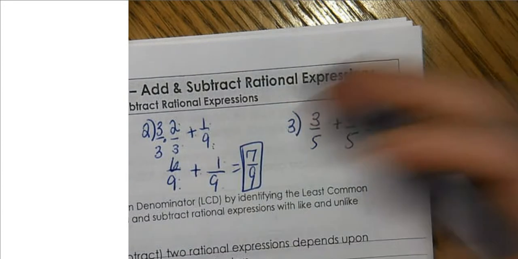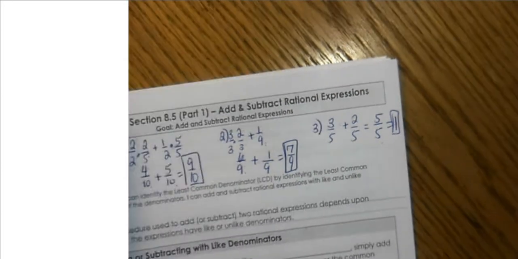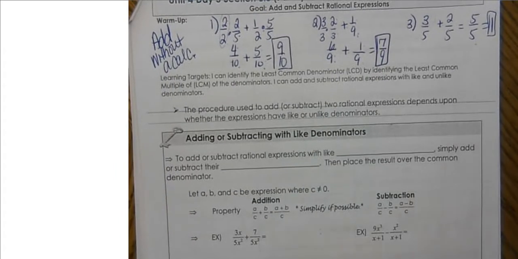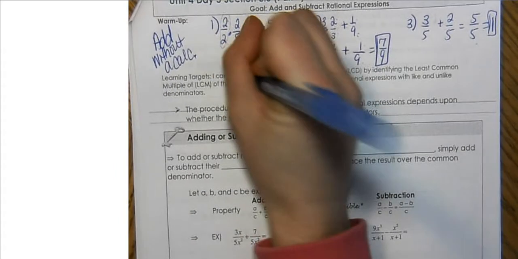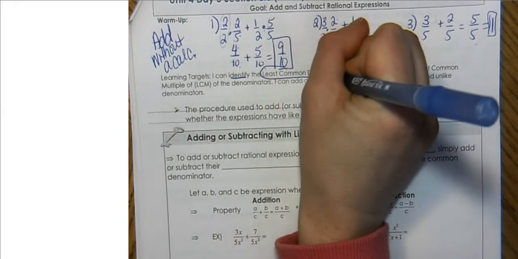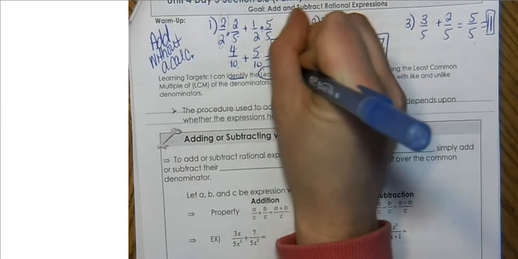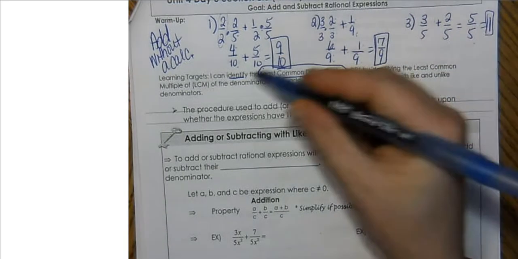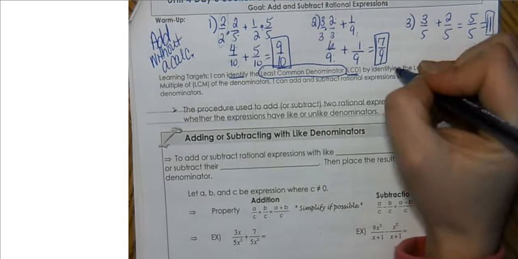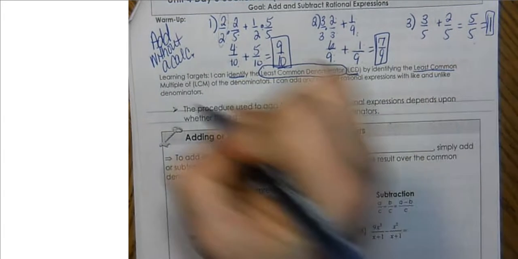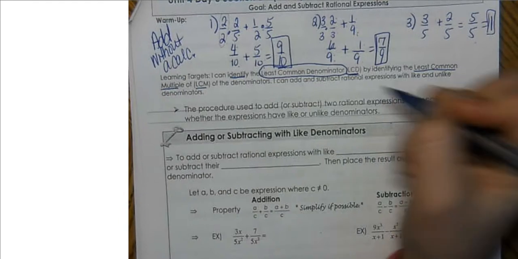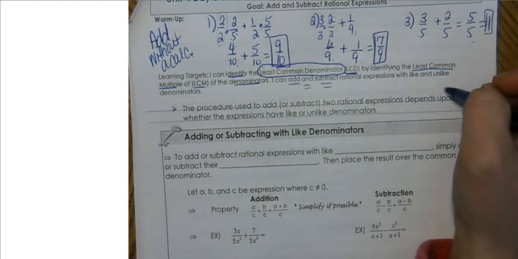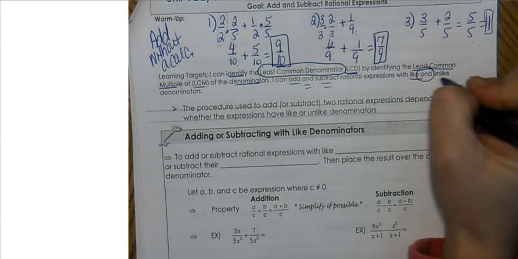So this skill of adding fractions, like I said before, is the foundation for our lesson for today. Our learning targets are for you to be able to say, I can identify the least common denominator, also known as LCD. Look at that. We worked with LCD in all of our examples. I can identify the least common denominator by identifying the least common multiple, which is called the LCM, of the denominators. And I can add and subtract rational expressions with like and unlike denominators.